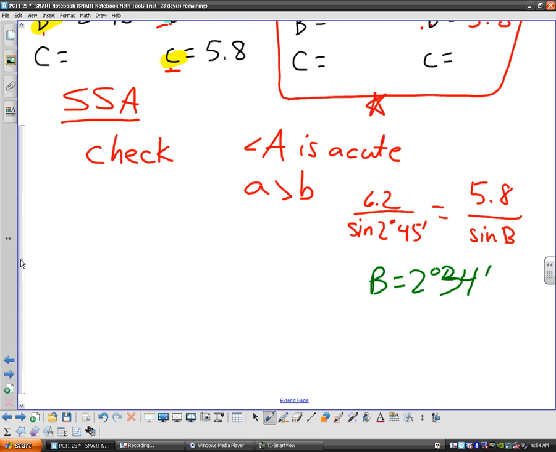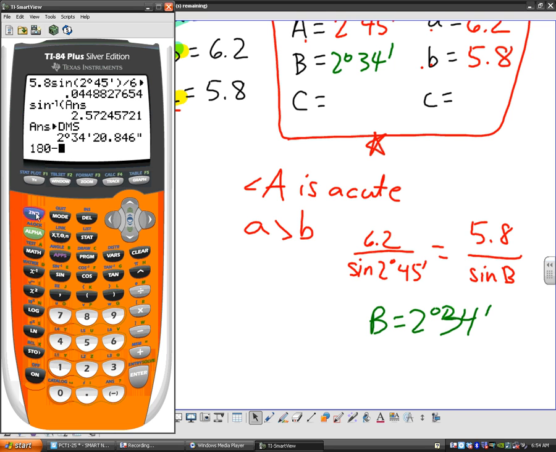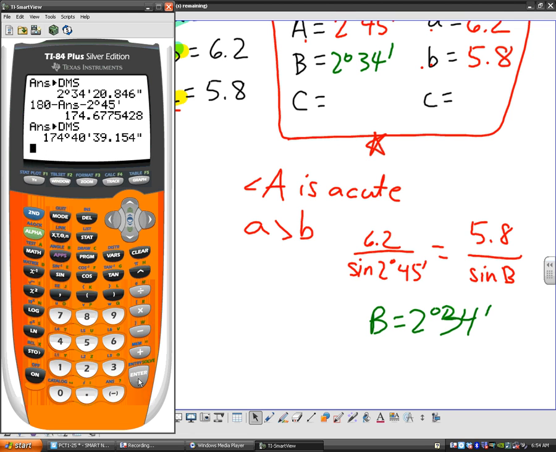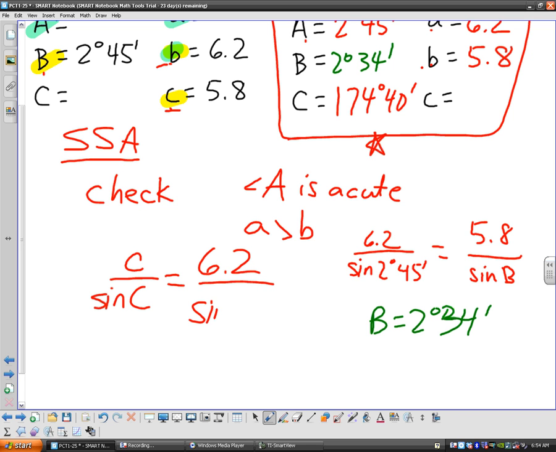Okay, so then to find angle C, we just need to subtract from 180. So I've got 180 minus that answer, minus 2 degrees, 45 minutes. And again, since I'm in degrees and minutes, I'm just going to convert it back to degrees and minutes. 174 degrees, 40 minutes. So angle C is 174 degrees, 40 minutes. But again, I'm going to keep that number on my calculator so that when I do the next step and find side C, I'm going to use the exact answer. And I'm using the exact information that they gave me here for A, 2 degrees, 45 minutes.